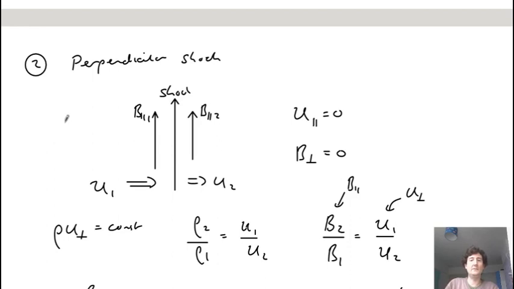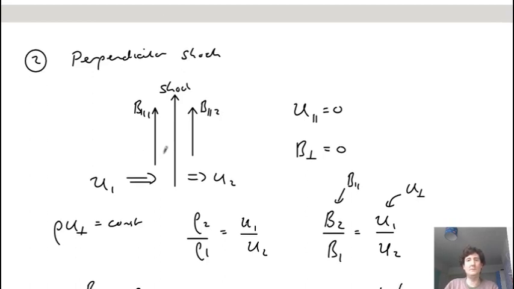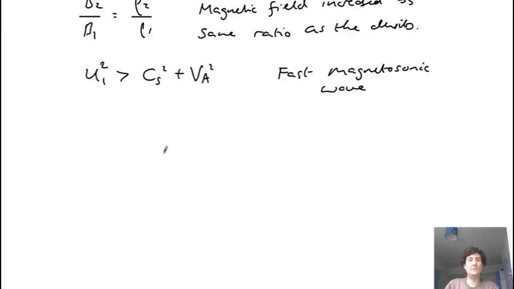So either the shock is parallel to the field, in which case it's the same as a neutral fluid, or it's perpendicular to the field, in which case you have a fast magnetic sonic wave, so the speeds must be much faster. There are also oblique shocks, which are much more complicated, and there the different families of waves become much more important.